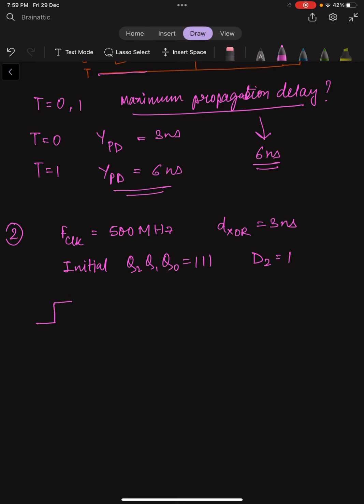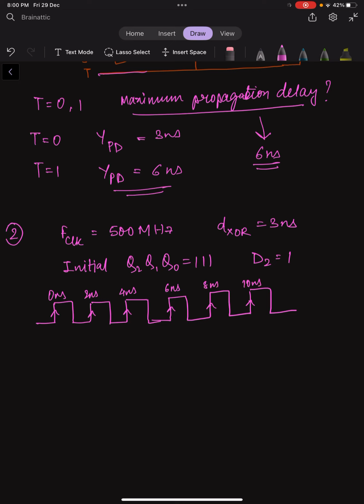We'll draw the clock pulse for our visualization. These are the rising edges of the clock pulse. We'll just mark them. So this is at 0 nanoseconds. This pulse is at 2 nanoseconds. This is at 4 nanoseconds. This is at 6 nanoseconds. This one at 8 nanoseconds, and this one at 10 nanoseconds. Now, the 3 nanoseconds XOR gate delay, we'll mark it here. So this is 3 nanoseconds.